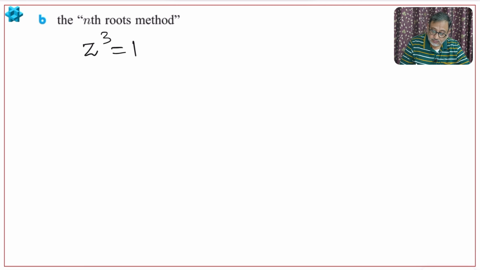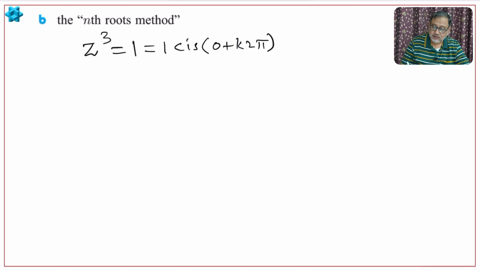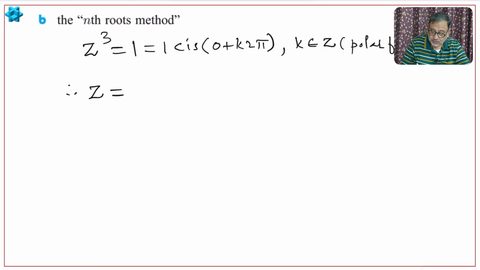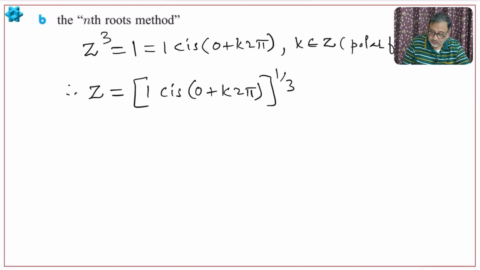Now this in modulus and argument form will be 1 into cis 0, right. But because we want cube roots, so 0 plus k 2 pi or 2 into k pi, whatever way you want to write, where k belongs to Z, right, in the polar form. Okay. Now therefore z will become, we will take the cube root on both the sides. So 1 into cis 0 plus k 2 pi bracket to the power 1 by 3.